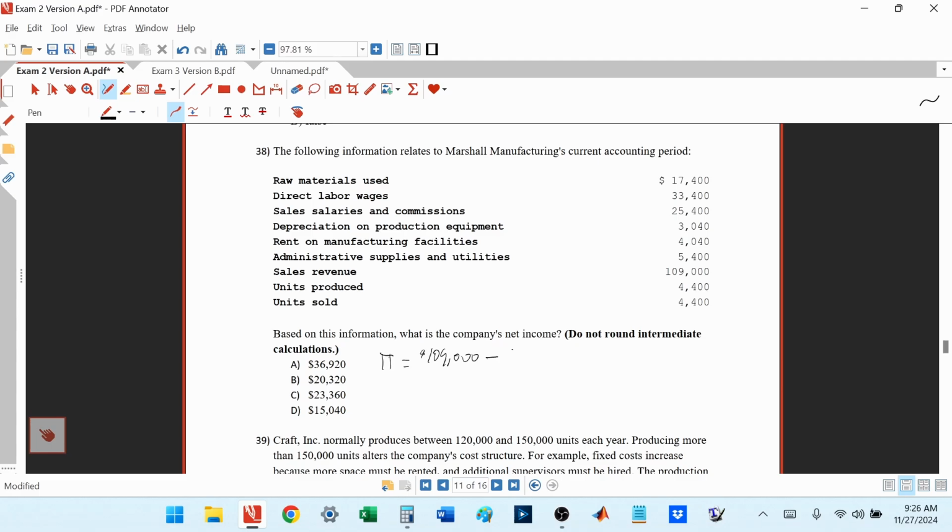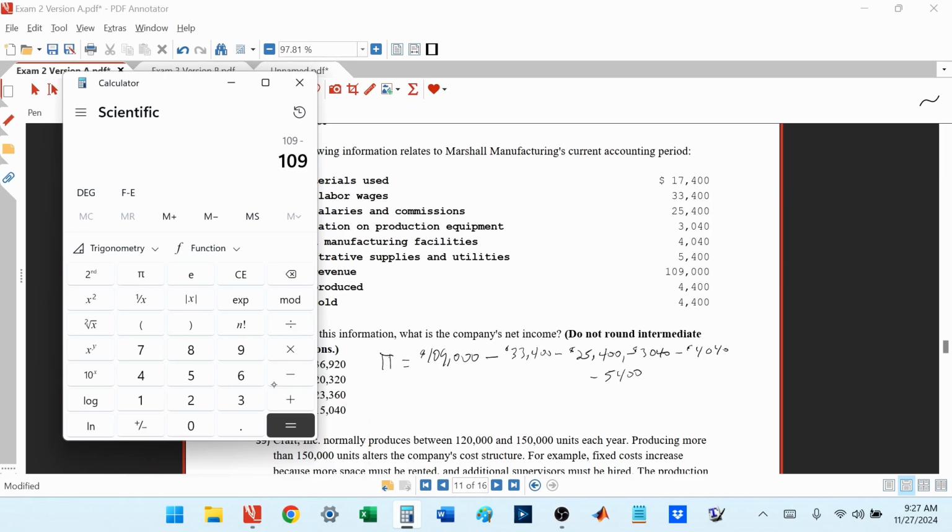Direct labor wages is 33,400, so that's a variable cost. Go ahead and subtract that. Sales salaries and commissions is a variable cost. Go ahead and subtract that. Depreciation is a fixed cost. We can go ahead and subtract it because it's got to be subtracted. Rent on manufacturing facility is a fixed cost. Go ahead and subtract that. Administrative supplies and utilities is a variable cost or fixed, it doesn't really matter, but it's a cost. Go ahead and subtract it. And so that should be our net income. So this actually is pretty easy. So 109 minus 33.4 minus 25.4 minus 3.04 minus 4.04 minus 5.4.